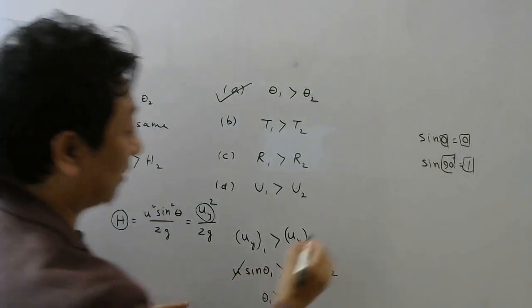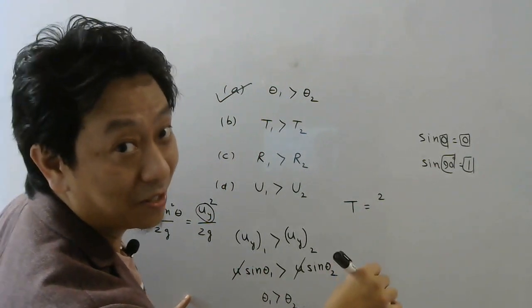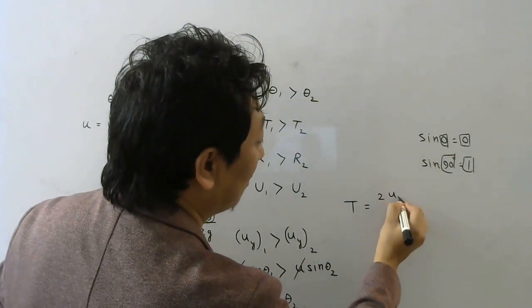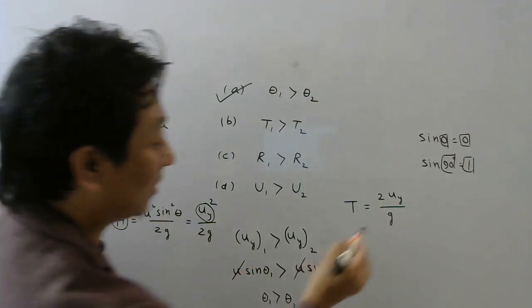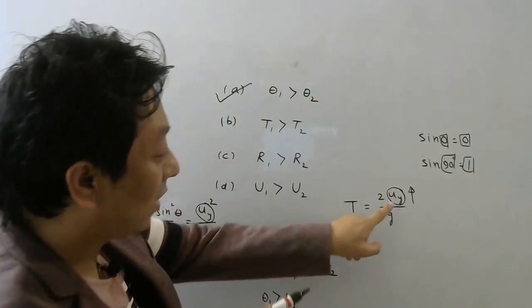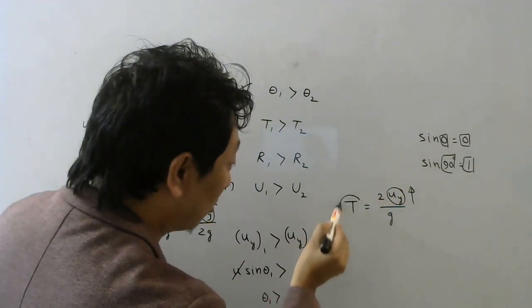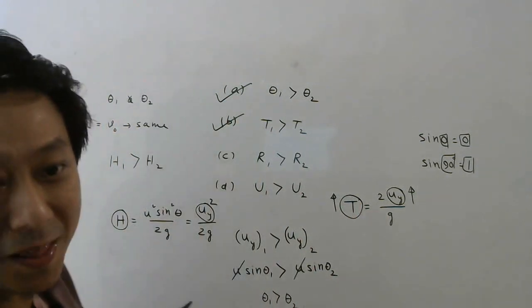What about time of flight? Now you know the formula for time of flight is 2u sine theta by g. U sine theta you can write uy. And which one has more uy? First particle has more uy. So if first particle has more uy, this also will be more for the first particle. So this is also correct, isn't it?